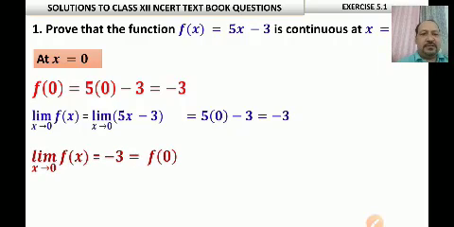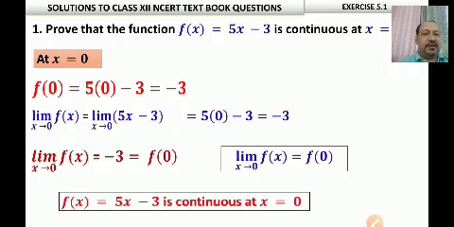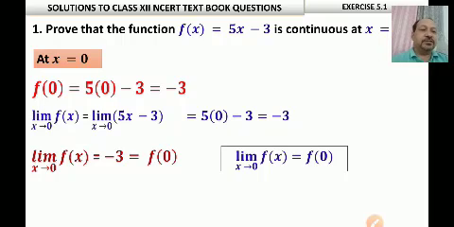Since the limit as x goes to 0 of f of x is minus 3, which is also equal to f of 0, the limit value and the functional value are the same. So we can say that f of x equal to 5x minus 3 is continuous at x equal to 0.